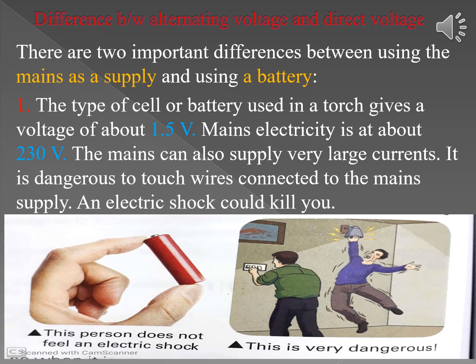Difference between alternating voltage and direct voltage. There are two important differences between using the mains as a supply and using a battery. Number 1. The type of cell or battery used in a torch gives a voltage of about 1.5 volts. Mains electricity is at about 230 volts. The mains can also supply very large currents. It is dangerous to touch wires connected to the mains supply. An electric shock could kill you.